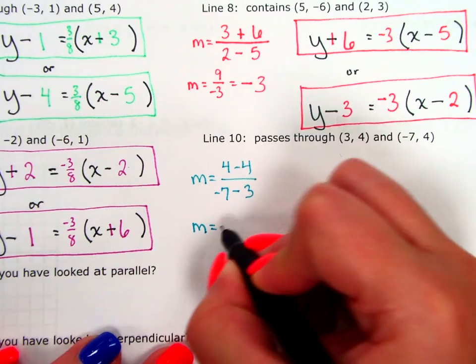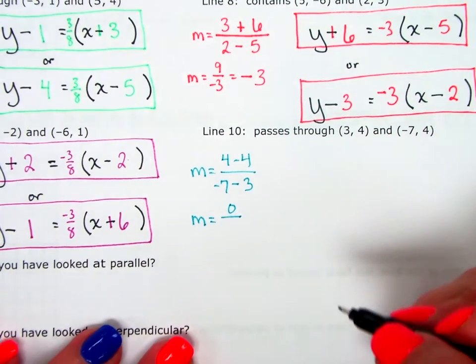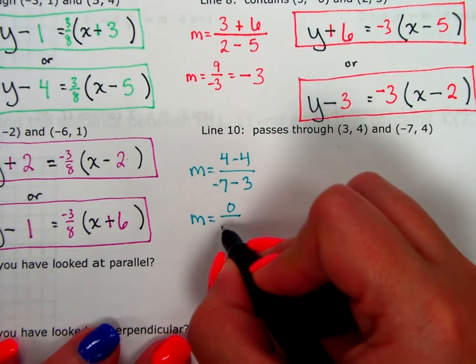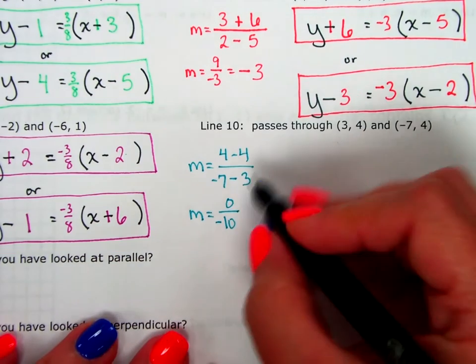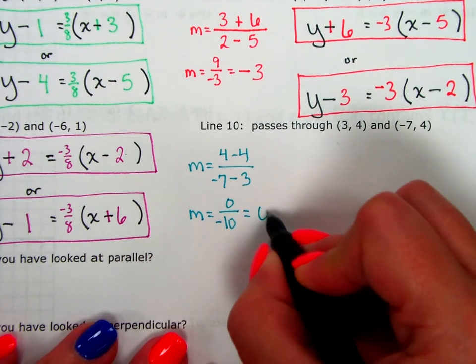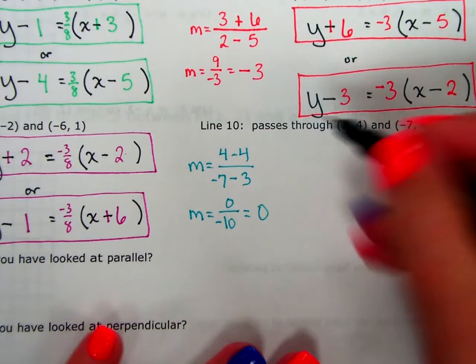Negative 7 minus 3. So 4 minus 4 is 0. Negative 7 minus 3 is negative how many? 10. 0 divided by anything is just 0. So last time we had a 0, it was by our x, and so we just took it off and multiplied our slope to the x. But here our slope is 0, so we're going to see how that changes things.